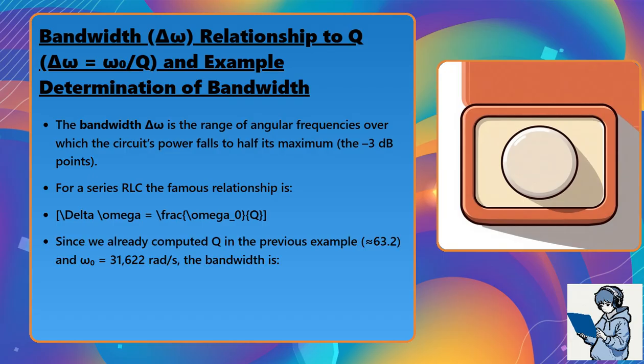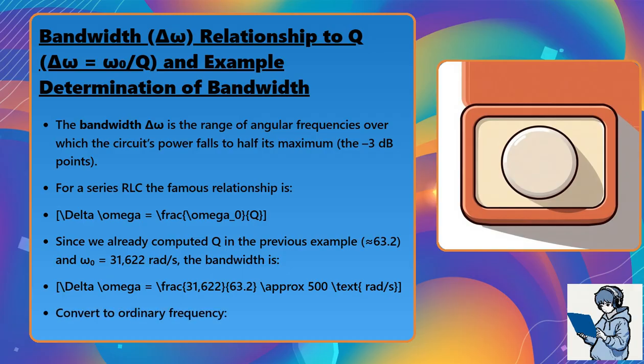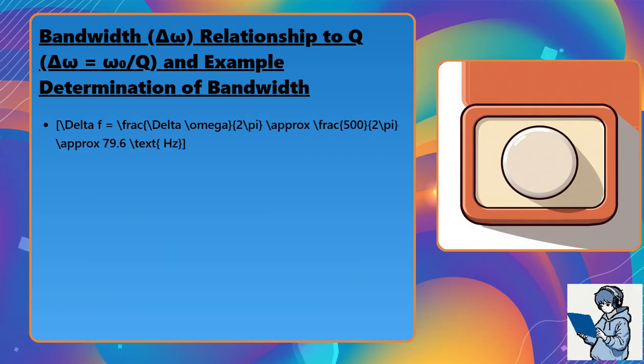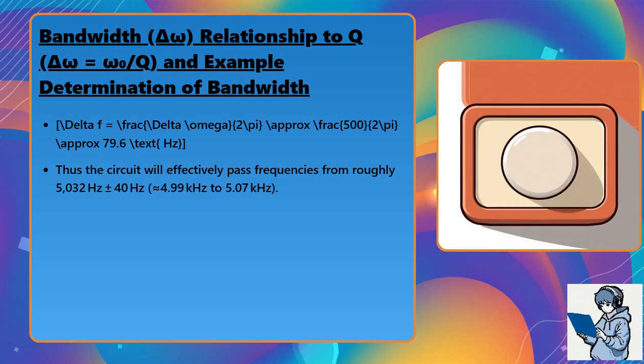Since we already computed Q in the previous example, approximately 63.2, and omega naught equals 31,622 radians per second, the bandwidth is delta omega equals 31,622 divided by 63.2, approximately 500 radians per second. Convert to ordinary frequency: delta F equals delta omega divided by 2 pi, approximately 500 divided by 2 pi, approximately 79.6 Hz. Thus, the circuit will effectively pass frequencies from roughly 5,032 Hz plus or minus 40 Hz, approximately 4.99 kHz to 5.07 kHz.